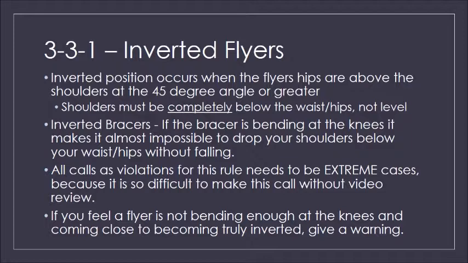Rule 331 involves inverted flyers. The inverted position occurs when a flyer's hips are above the shoulders at a 45-degree angle or greater, meaning the shoulders must be completely below the waist or hips, not level. This rule is very typically cited involving inverted bracers. If the bracer is bending at the knees, it makes it almost impossible to drop your shoulders below your waist or hips without falling. This happens so quickly that most judges are not able to assess this violation correctly without video review.